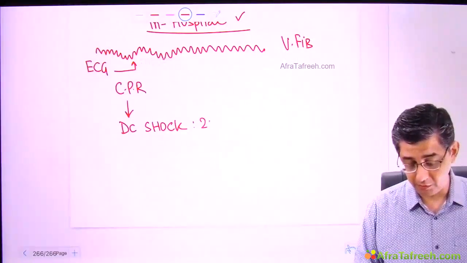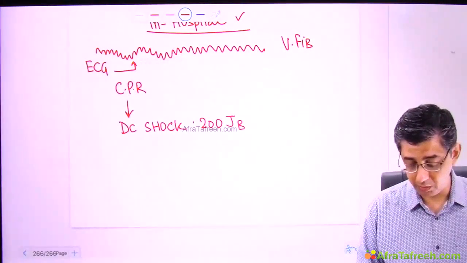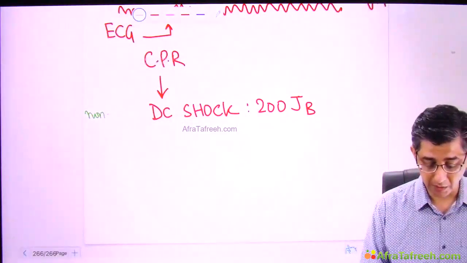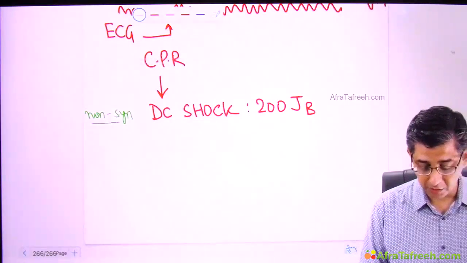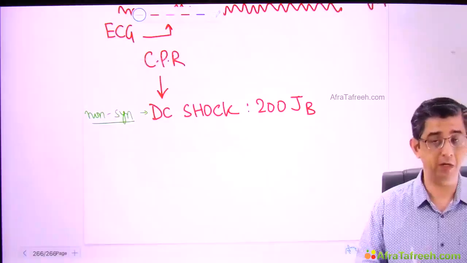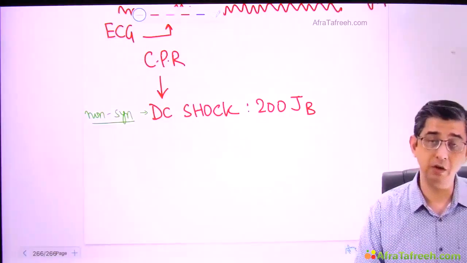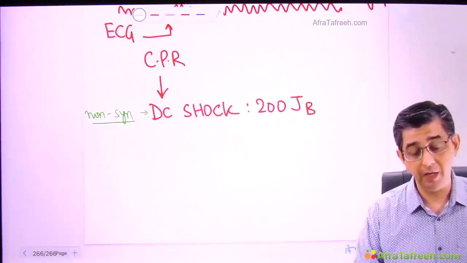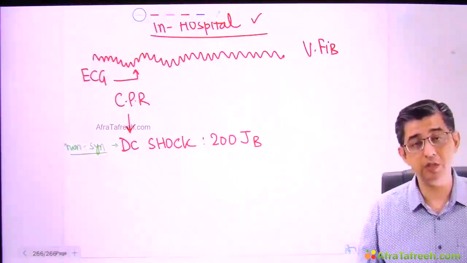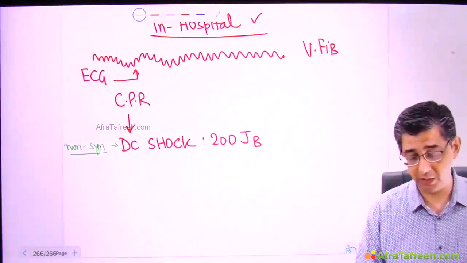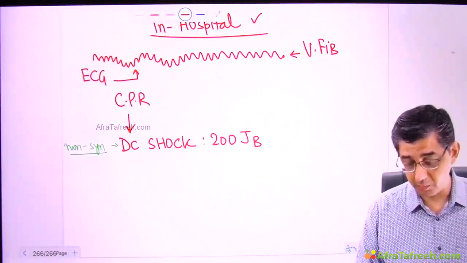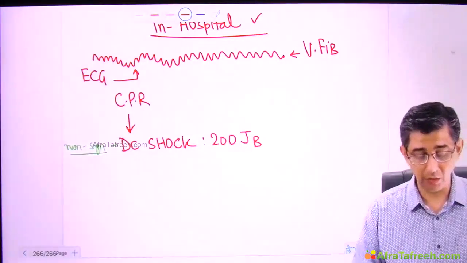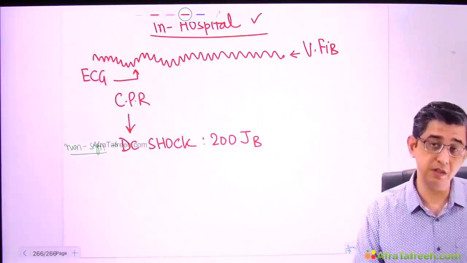The intensity of the DC shock that would be given in this case would be 200 joules biphasic, and this DC shock will always be non-synchronized. The difference between synchronized and non-synchronized DC shock has already been explained, but I would just like to refresh your memory. Synchronized basically means that the impulse is fired by the computer at the peak of the R wave. In this case, there is no R wave visualized. It is just twitching all over the baseline, as a result of which the computer will get confused, and to resolve the confusion of the computer, we go in for random firing, that is non-synchronized DC shock.